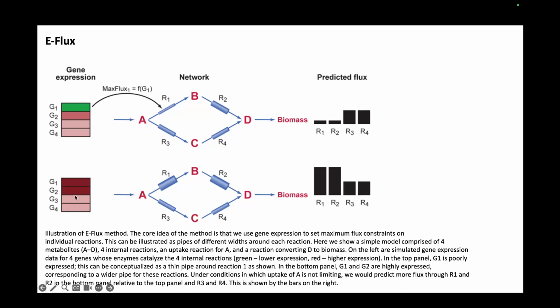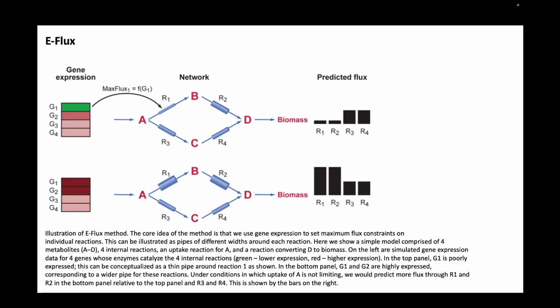And in the bottom panel, actually G1 and G2, the expression have been bumped up. It is expressing more. So this pipe, actually the width of the pipe has increased. So here are two conditions. Actually, if you look at the condition, these are four genes, four reactants, and four metabolic reactions. And these four reactions are governed by four enzymes, which are actually produced by these particular four genes.